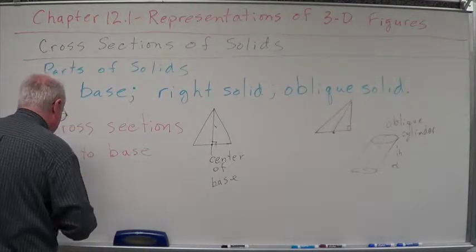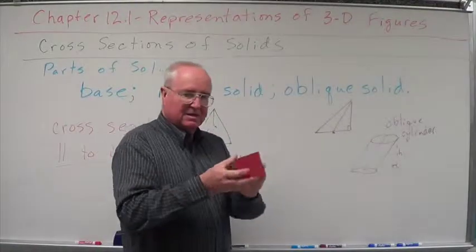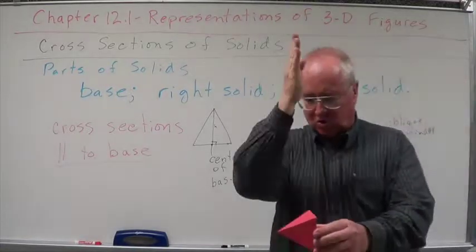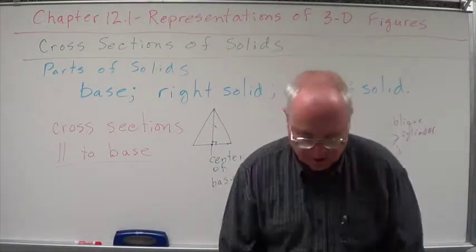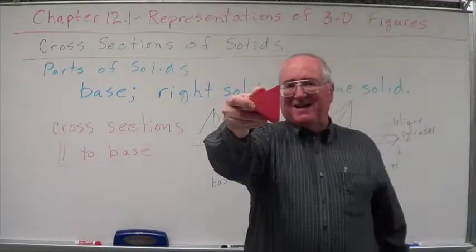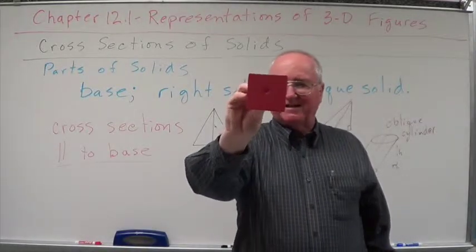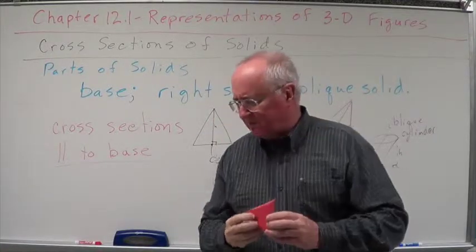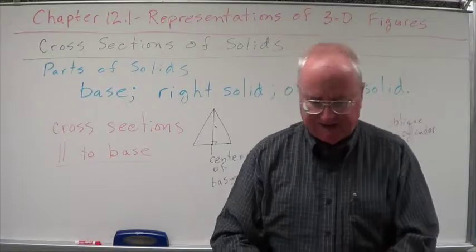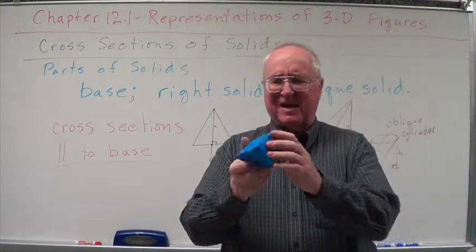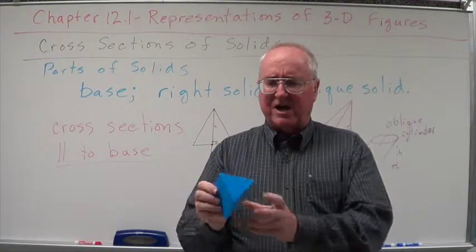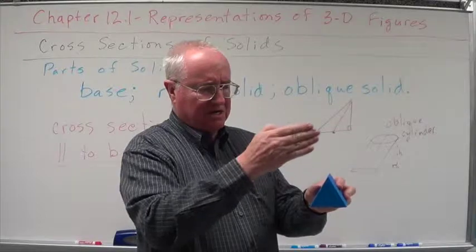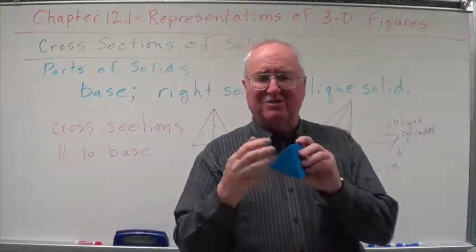Okay? If we make a cross section parallel to the base, what are we going to get? We get exactly what that base is. Well, what is that base? It's a square. Is it going to be the same size? No. Why? It's going to get smaller. Well, let me see. This prism base is a triangle, so if I cut parallel to the base, what am I going to get? On this one, I'm going to get triangles that are the same size.